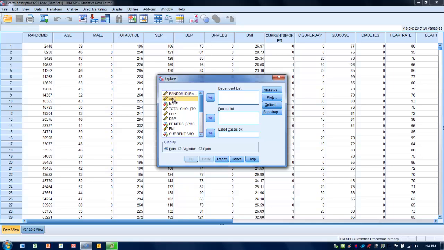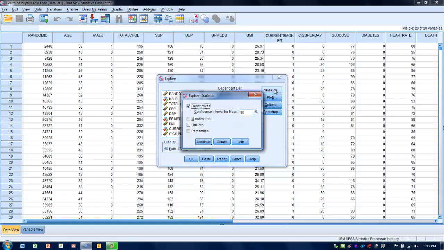So let's go ahead and choose age as the variable we wish to analyze. So we move it over into the dependent list section. And now we need to choose our options as far as what we want SPSS to do for us as far as exploring the data. The first place we can go to is the statistics button, and this is where we're going to get to choose some of the output that SPSS is going to give us.